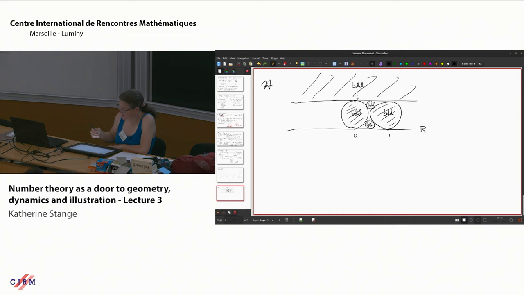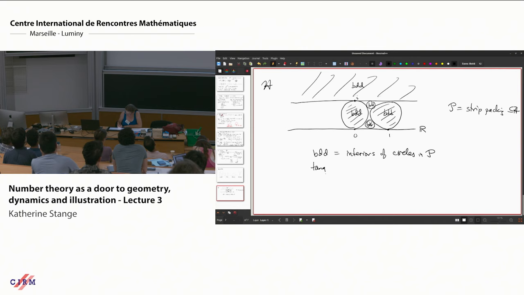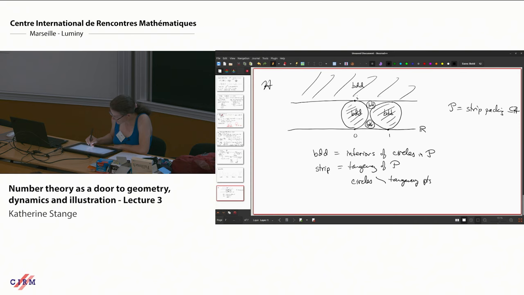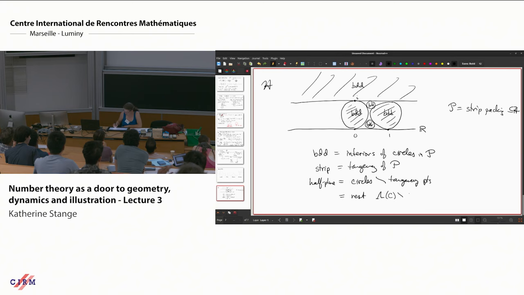So let P be the strip packing inside H, inside my parameter space. Then the bounded ones are the interiors of the circles. Remember what hyperbolic measure is. And then the tangency points of P. Can you guess which packing that is? That's the strip packing. And then the circles without the tangency points, that's the half plane. And then the rest, which is to say the limit stuff minus the circles themselves, that's the full plane stuff. All that little dust that's left over.